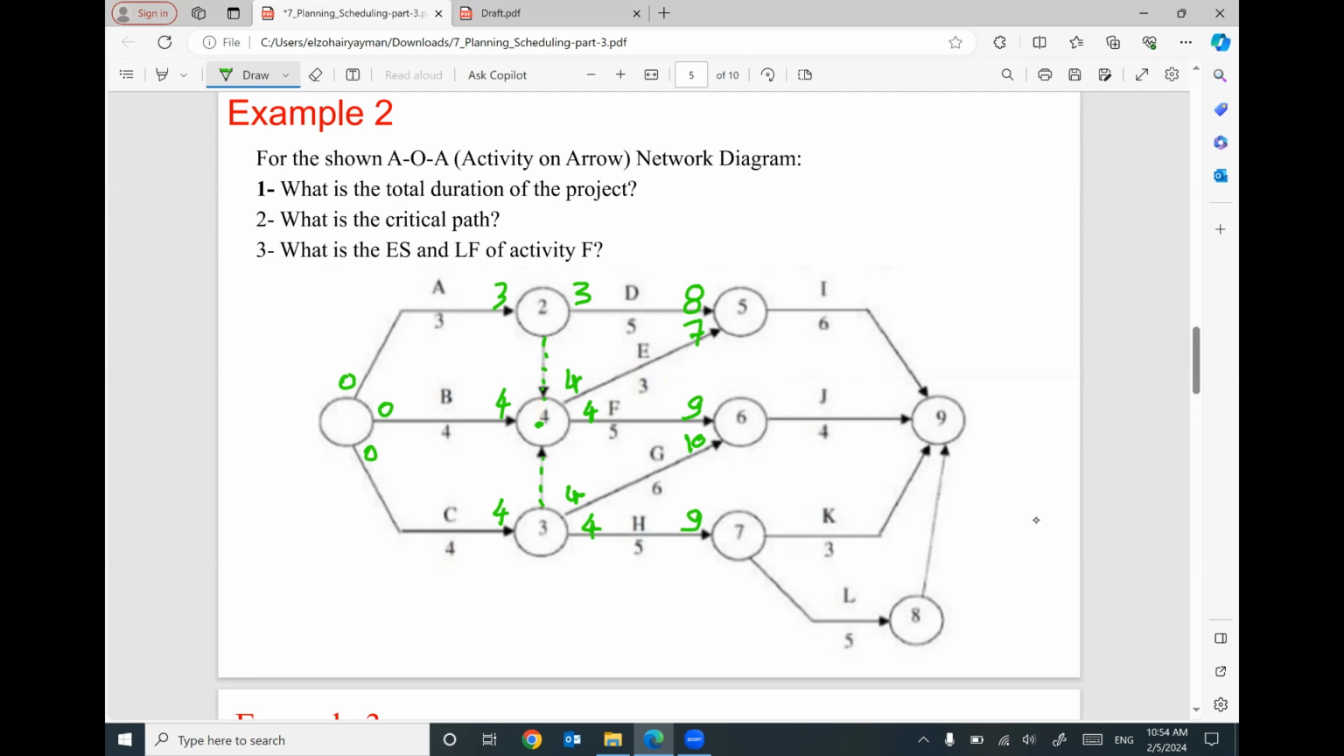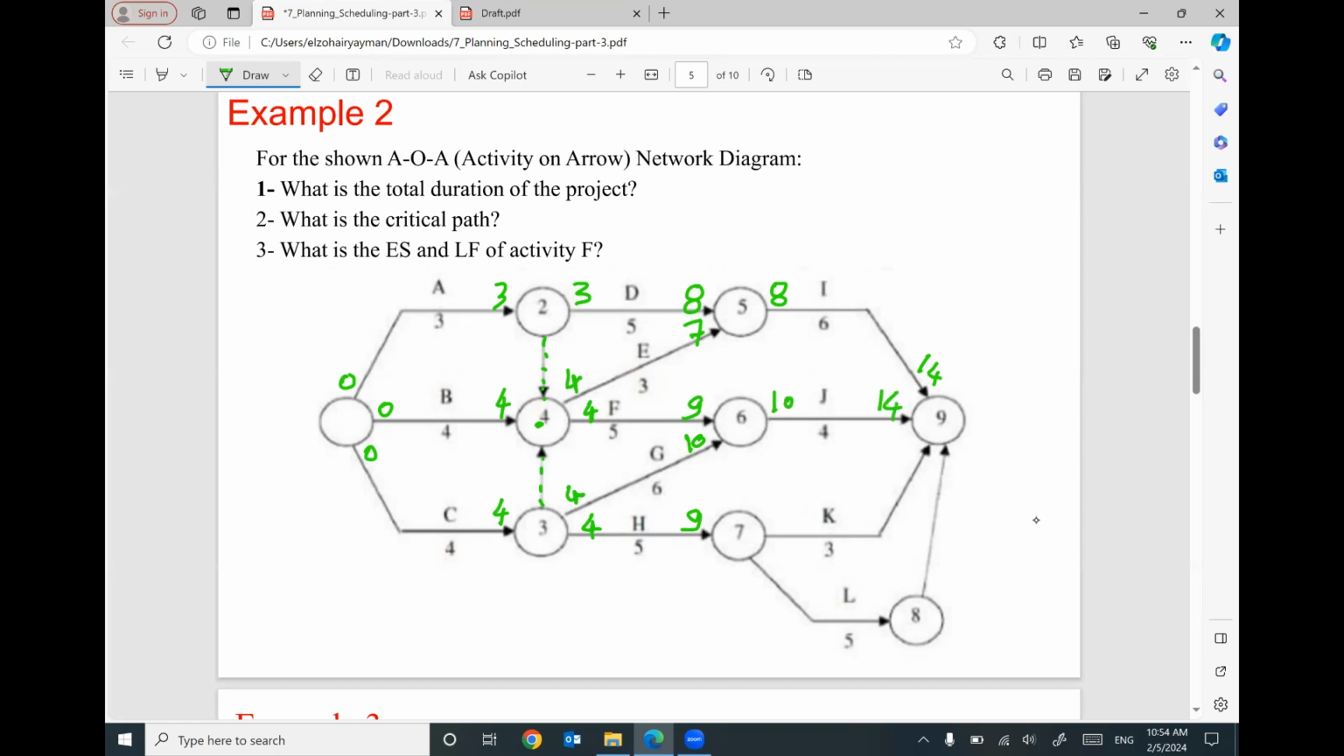Let's talk about activity I. We have two predecessors before, D and E, with early finish 8 and 7. I'm going to use the biggest number. 8 plus 6 will be 14. For activity J, we have predecessors with early finish 9 and 10. I'm going to use 10, the biggest number, plus 4 will be 14.